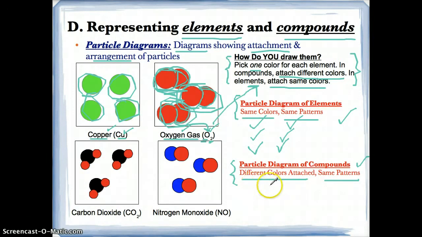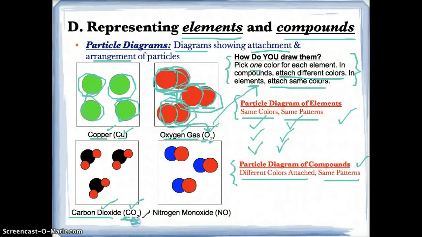Right? For the particle diagrams of the compounds, obviously, you have to attach different colors. Let's say you have carbon dioxide, or CO2. I know it's a compound because you have two capital letters, C and O. You know that it's a compound based on its chemical name because it's listed on Table S. How I represent carbon dioxide is I have one C, since there's no number next to it, and two O's.